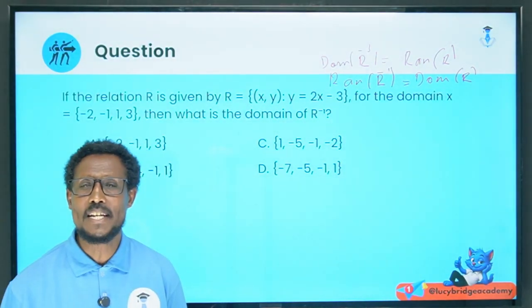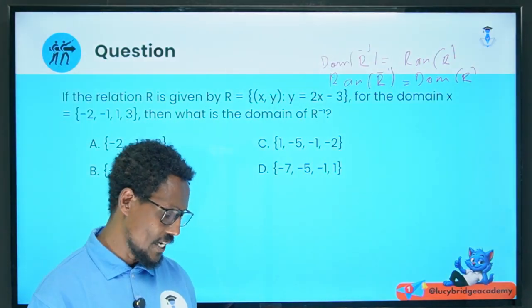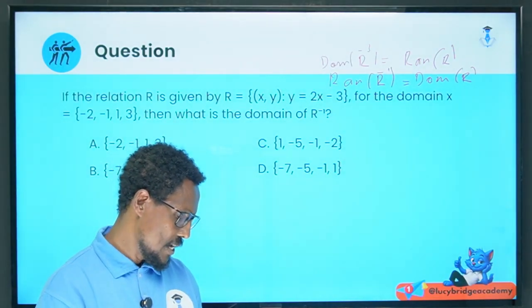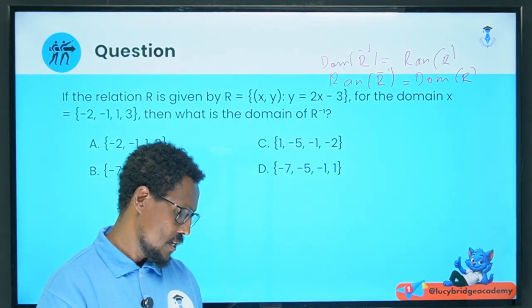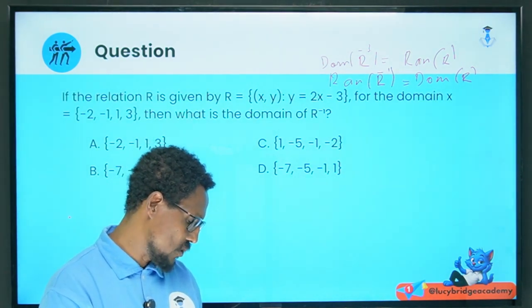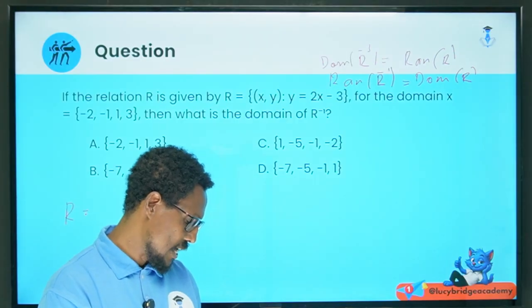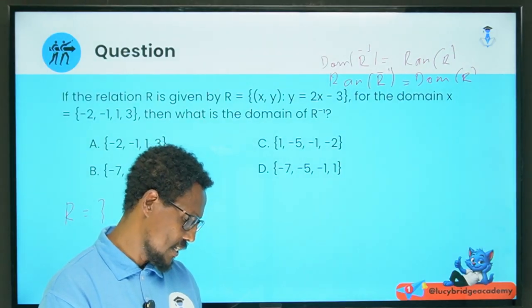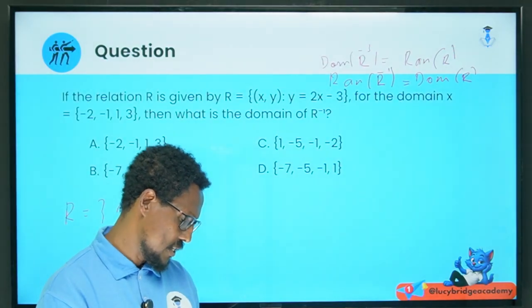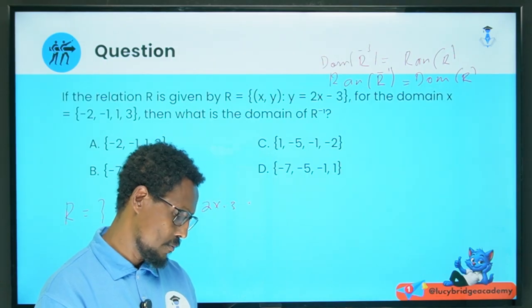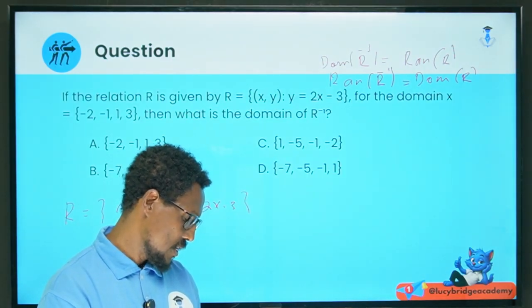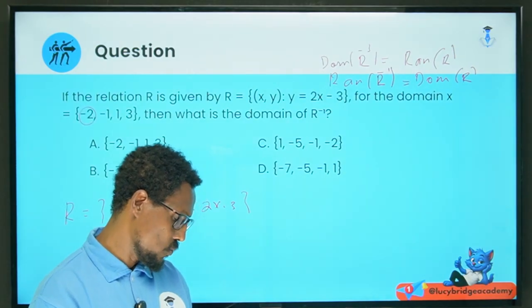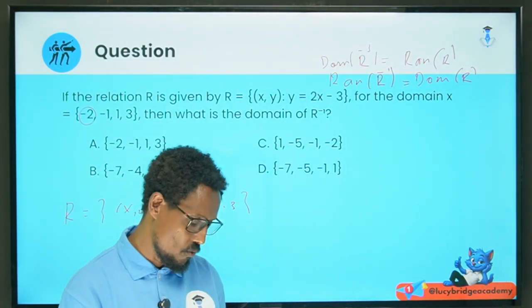Therefore it is enough to find the range of r. Okay, we need the range of r. So what are the ordered pairs of the relation? What is r first? r is equal to the set of (x, y) such that y is equal to 2x minus 3. Now first, when the value of x is -2, what is the corresponding value of y?